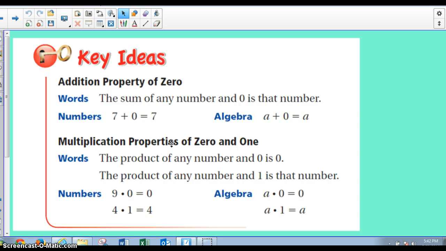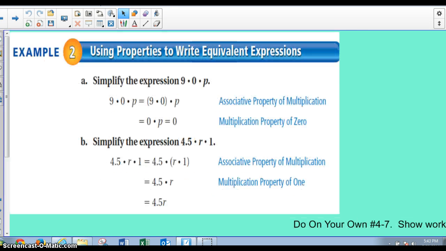The product of any number and 1 is that number. So we've got the properties of 0 and 1 in multiplication. 9 times 0, 0. 4 times 1, 4. I know you know this, but now they have names, these properties. So you need to write all this in your notes. Come back when you're done.